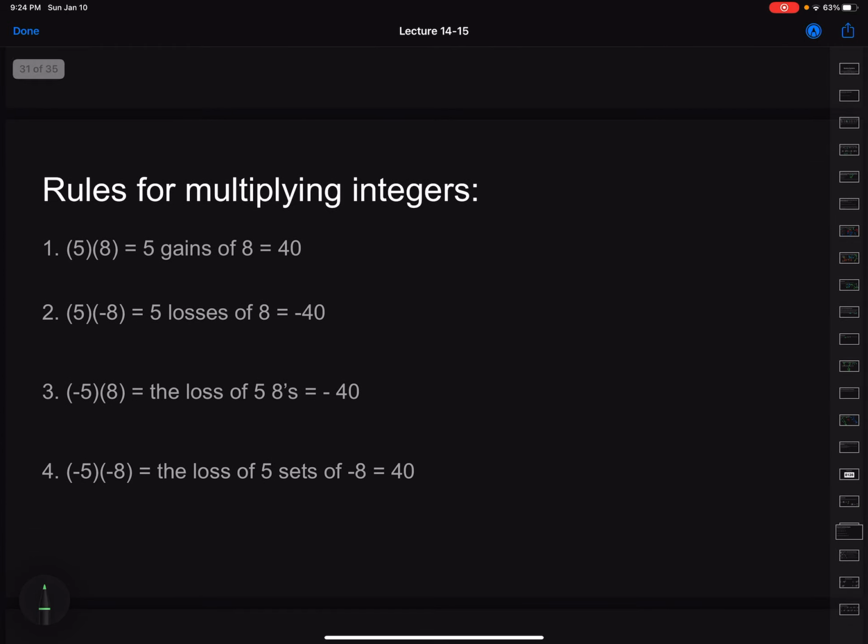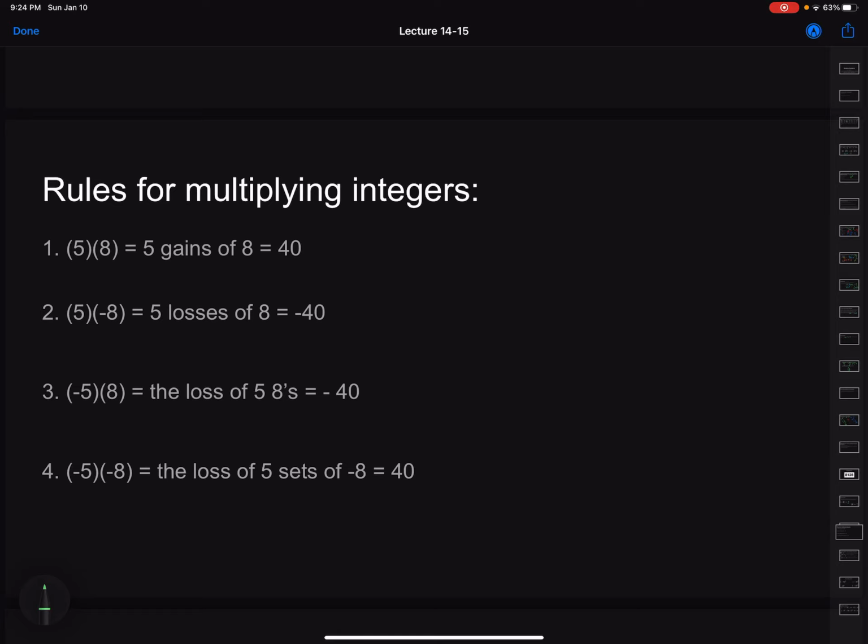Rules for multiplication. Multiplication is just sped up addition. 5 times 8 is equal to 5 eights, or 8 plus 8 plus 8 plus 8 plus 8. 5 times negative 8 is 5 losses of 8. Negative 5 times 8 is the loss of 5 eights.